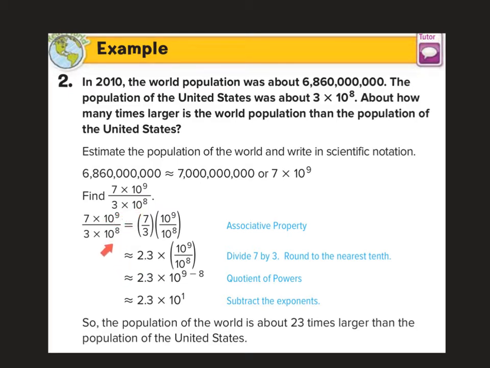Next, we can start grouping our like values. So I can take 7 over 3 and put that in parentheses, and 10 to the 9th over 10 to the 8th and put that in parentheses. When I divide 7 by 3, I get approximately 2.3. And remember, quotient of powers, 10 to the 9th over 10 to the 8th becomes 10 to the 9 minus 8, or 10 to the first. So my final answer is approximately 2.3 times 10 to the first. So the population of the world is about 23 times larger than the population of the United States.